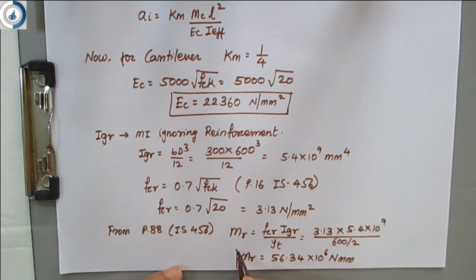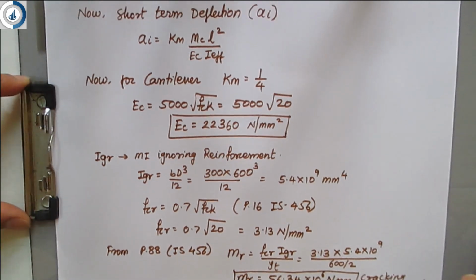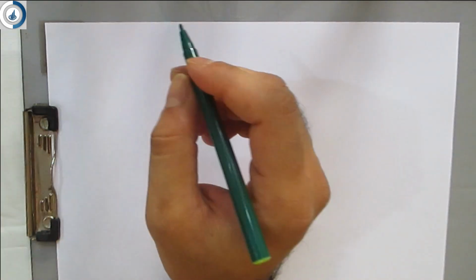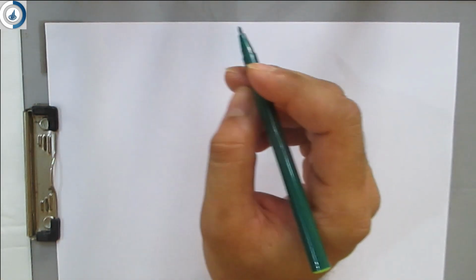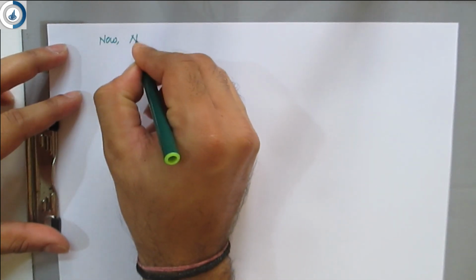So this value is very important in your further calculations. It is nothing but your cracking moment. Okay, so this is how you have to calculate MR. Then once you calculate the cracking moment, the next step is to calculate the neutral axis depth. Okay, so now, neutral axis depth.